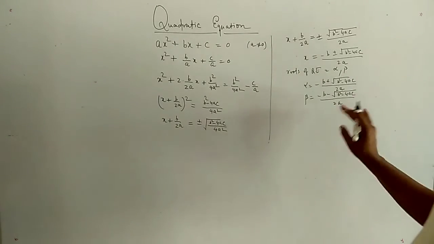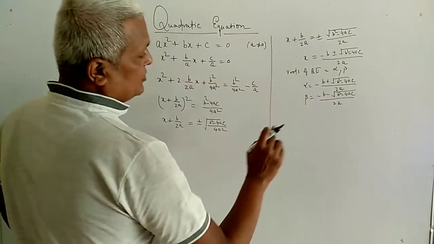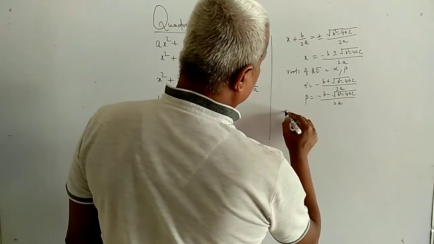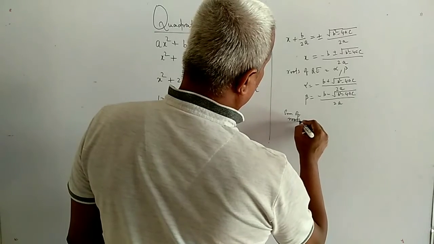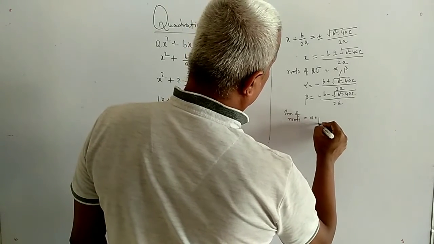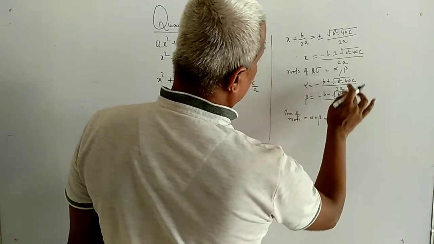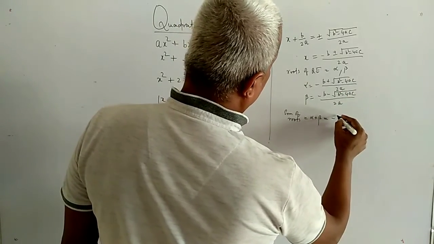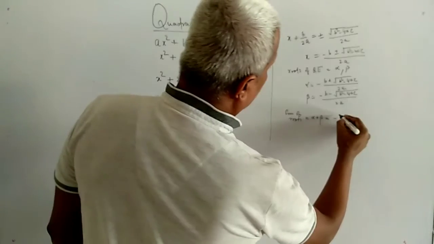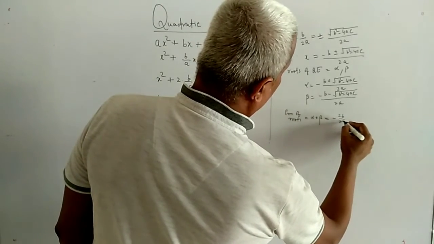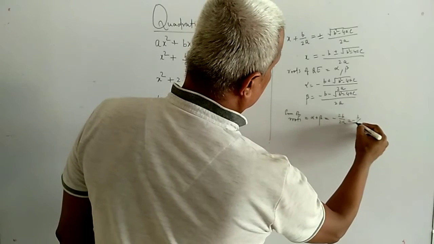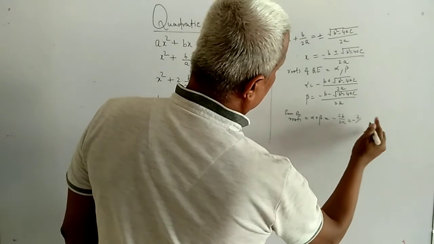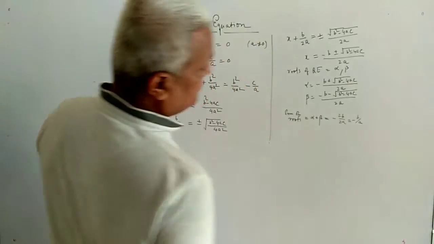Now if you just see, one interesting thing is that if you want to find the sum of roots, the sum of roots is alpha plus beta. If you add these two, you will get minus 2b over 2a, because plus and minus of the square root term cancel each other. This is minus b upon a.